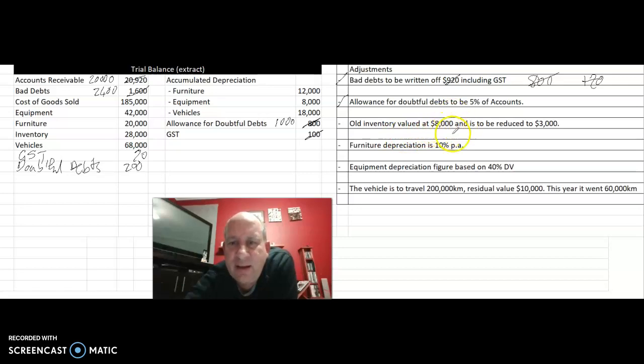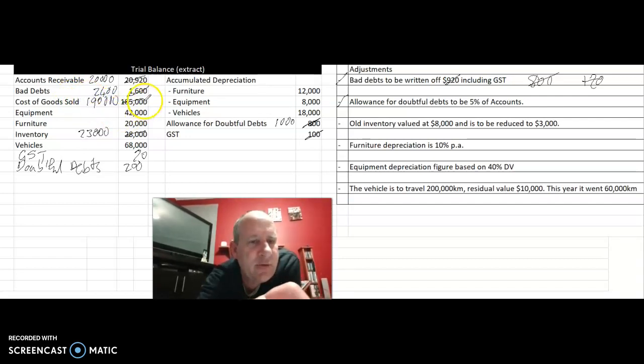Old inventory valued at 8,000 is to be reduced to 3,000 because it's old. So it's going down by $5,000. Alright, so inventory going down by $5,000. Cross out your 28. Take it down $5,000. So that's going down. What's the other half? Do you remember? It's debit something, credit inventory 5. Debit cost of goods sold. So that'll go up to 190,000. So we've got up $5,000 and down $5,000. So that balances. That's all you need to do for that one.